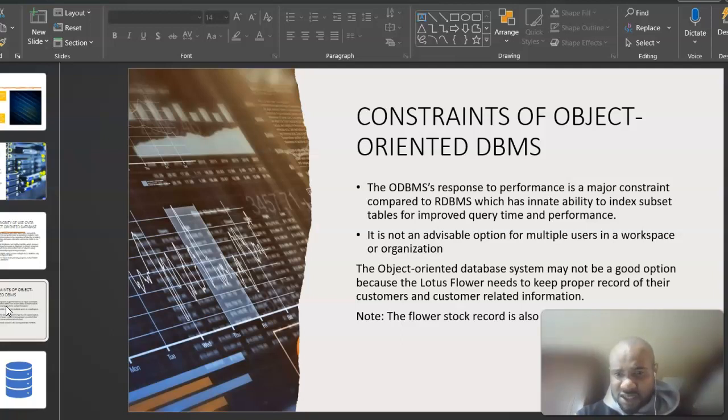The object-oriented database management system may not be a good option because Lotus Flower needs to keep proper record of their customers and customer-related information. We are talking Lotus Flower. The business problem is focused on customer and order, the expected influx of orders, and keeping the record of orders. So the relational database is better. Note the flower stock record is also incorporated in the relational database management system.